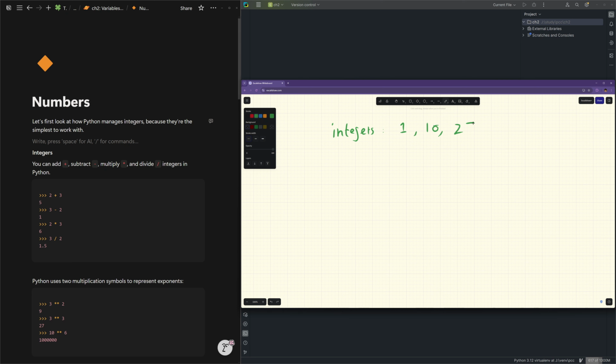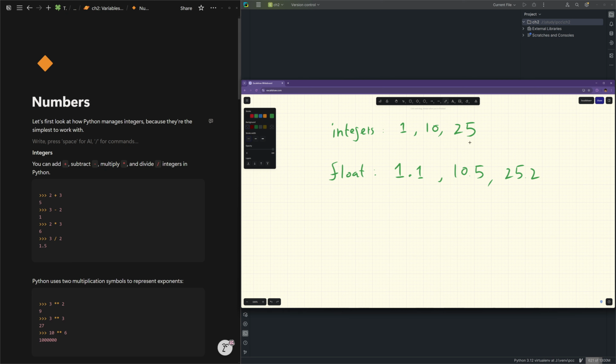And the other type is a float. Float is a number that has a decimal part. So 1.1 is a float, 10.5 is a float, 25.2 is a float. So you can use integers to store the count.